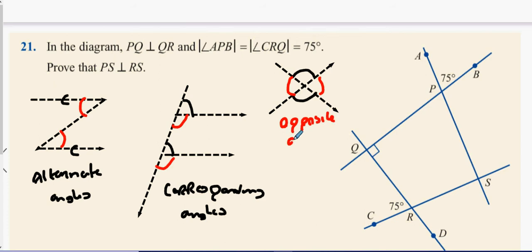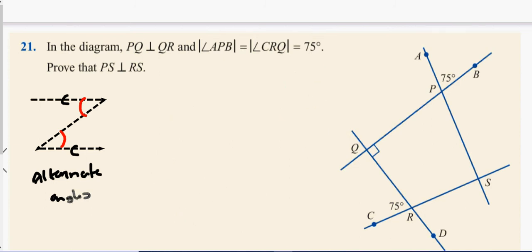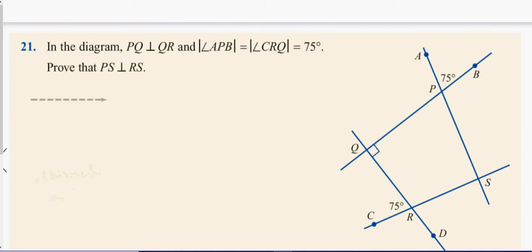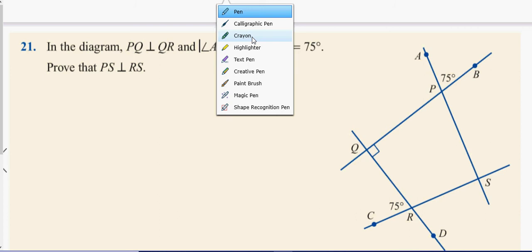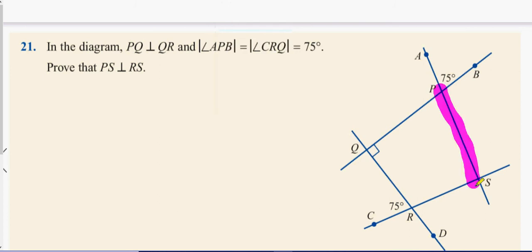Okay, now you need to be very familiar with those to do these questions. Let's see what we're looking at here. Now it wants me to prove that PS is perpendicular to RS. First thing I'll look for is where is PS located. PS is here and RS is here. Basically it wants me to prove that the angle PSR, P to S to R, equals 90 degrees.